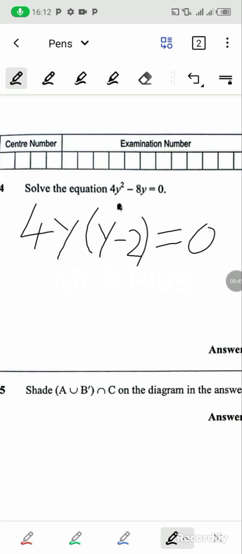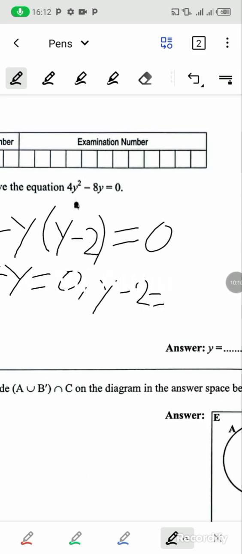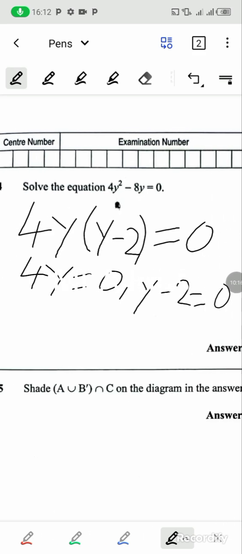So now from here, we can separate them. Each term we equate to 0. So we'll start with 4y equals 0. Then we have y minus 2 equals 0 again. So we have 2 possible answers. So we start with the first one.